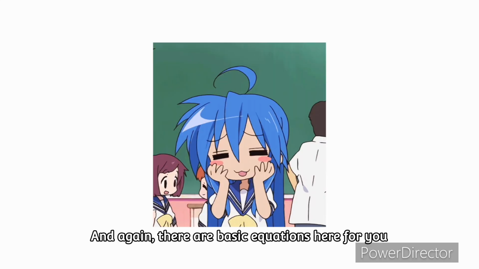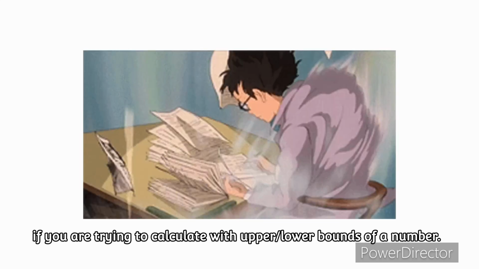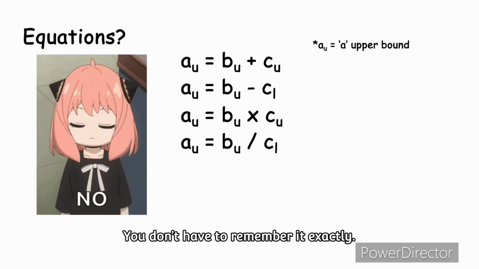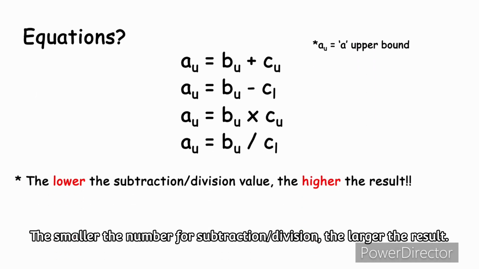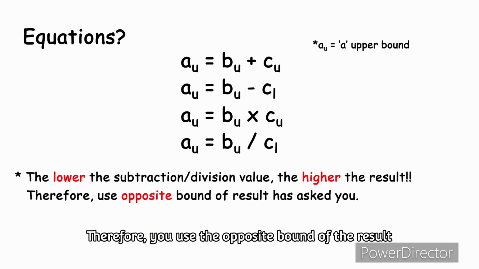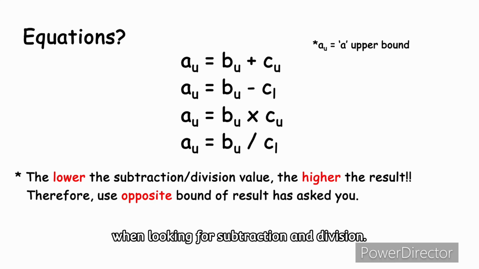And again, there are basic equations here for you if you're trying to calculate with upper or lower bounds of a number. There are 4 of them here. You do not have to remember them exactly. The smaller the number for subtraction or division, the larger the result. Therefore, you use the opposite bound when looking for the result of subtraction and division.